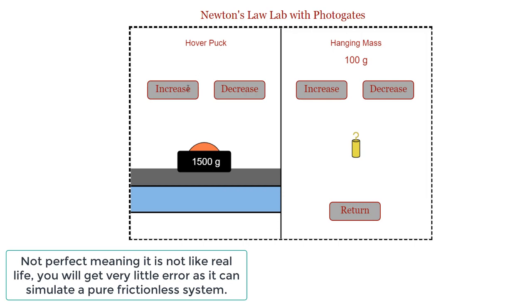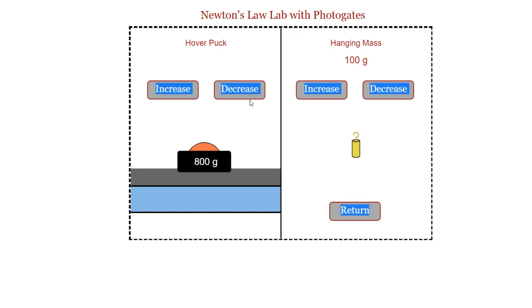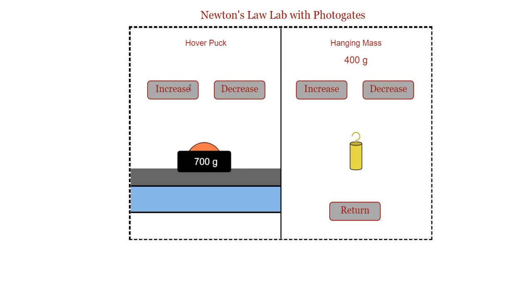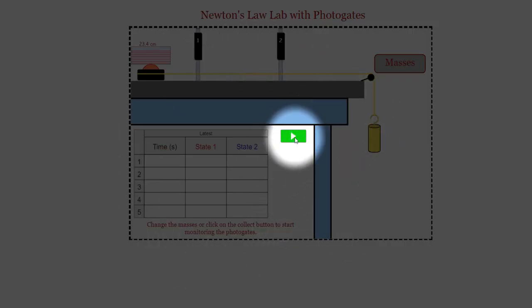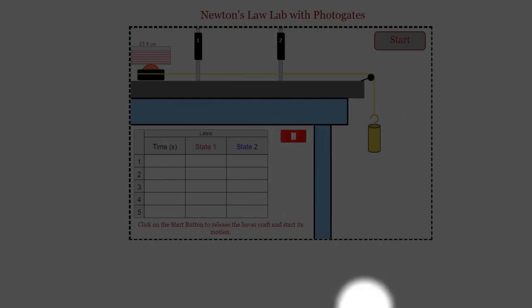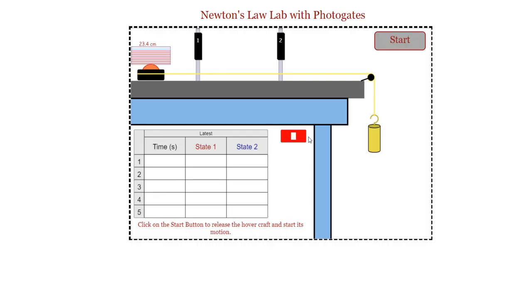So you can increase and you can decrease the weight. You can also change the hanging mass, and so you can increase or you can decrease and see what happens. And then you return to your screen. Okay. When you're ready to start your experiment, you have to press this green button for play. You still have to press start, but this basically is setting everything. You have all your masses set. It sets all the criteria which you're facing.